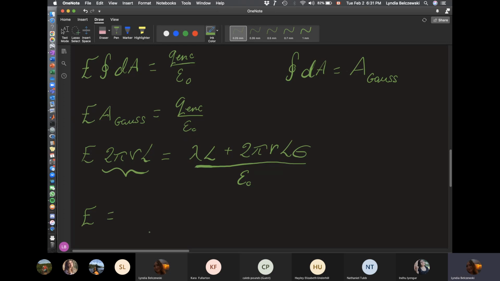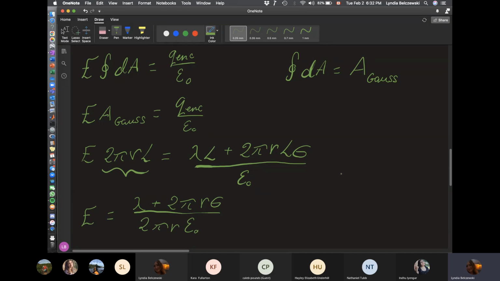Okay, so I guess the L's all go away. That's kind of nice. And so write this as lambda plus 2 pi r sigma divided by 2 pi r epsilon naught. So I did divide both sides by 2 pi r and just canceled out all of the L's.